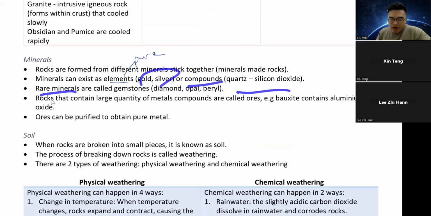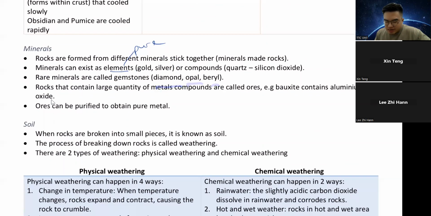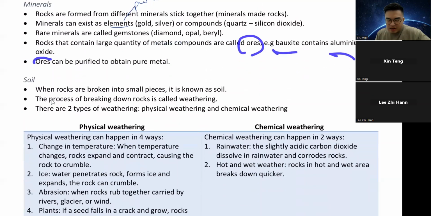All right, so rare minerals, we call it gemstone. Okay, like diamond, opal, beryl. So rocks that contain large quantity of metal compounds are called ores. If they have a lot of a certain mineral, we call it ores, like bauxite is aluminum oxide. Ores we can purify to become pure metal.